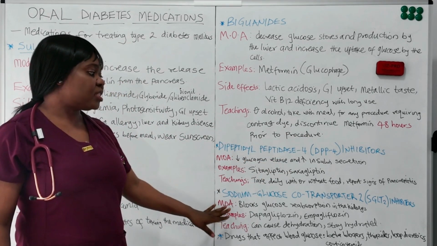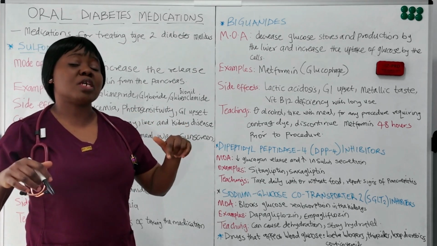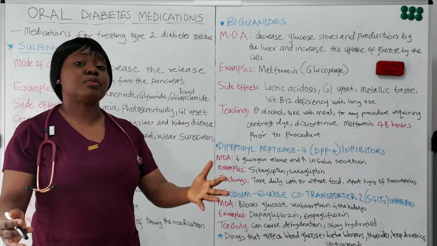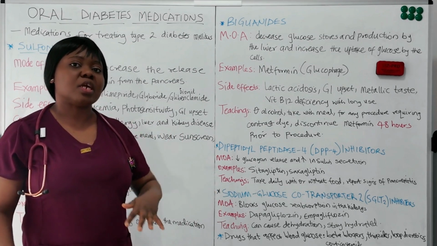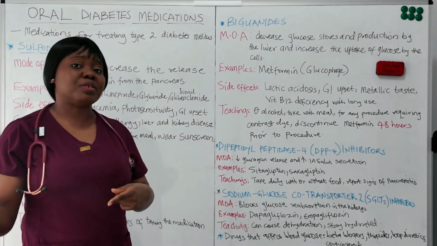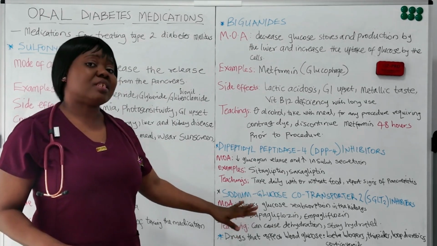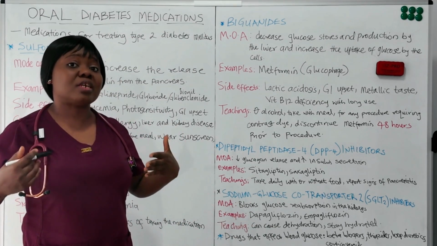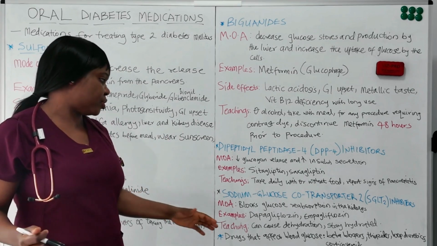Teaching. This medication, now you know it works on the kidney. And because it's going to cause glucosuria, where you urinate a lot of glucose in the urine, of course, the risk is going to be dehydration. So you're going to tell them that this medication can cause dehydration. That means that they need to stay hydrated a lot so that they don't become too dehydrated.